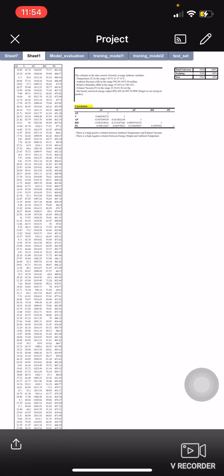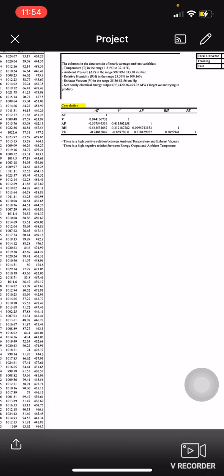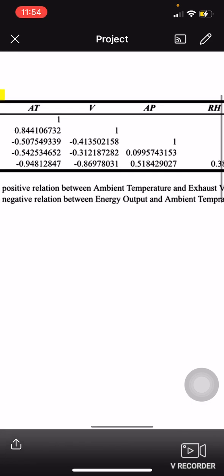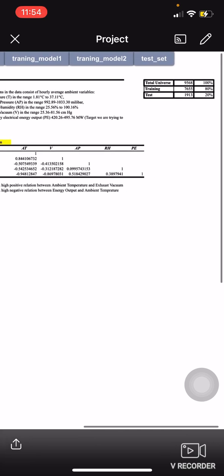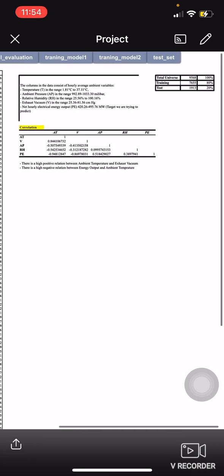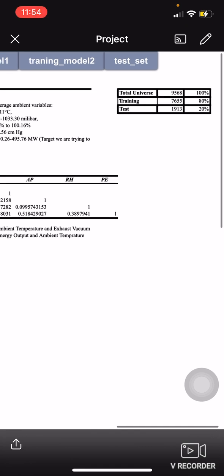So, in this project, as you can see over here, there are five parameters involved. One is temperature, then the ambient pressure, relative humidity, exhaust vacuum, and the energy output. So, first four of them are the input, which are independent variables or the parameters, and electric output PE is the dependent variable or the output parameter.